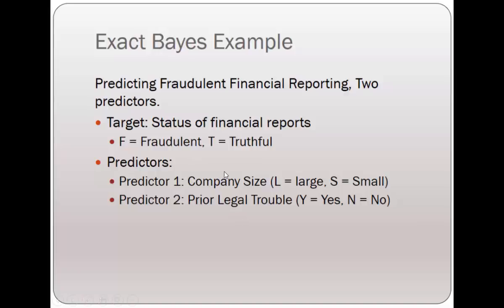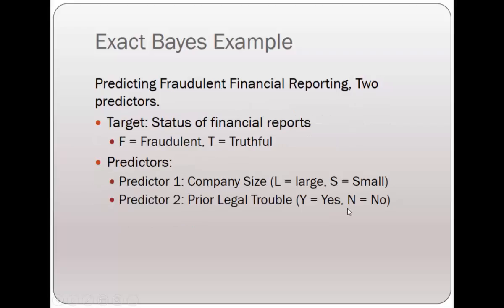So in this example, we are looking at a target variable of whether the financial report filed is fraudulent or truthful. Okay. And we have two predictors, company size, which has two possible values, and a second predictor. There are two predictors now. The Bayes theorem example that we saw had only one predictor. So now we have two predictors. Predictor 2 is whether the company has had prior legal trouble, yes or no.